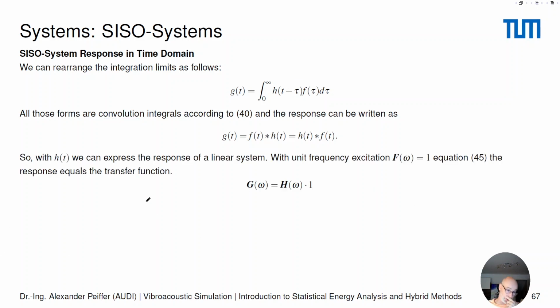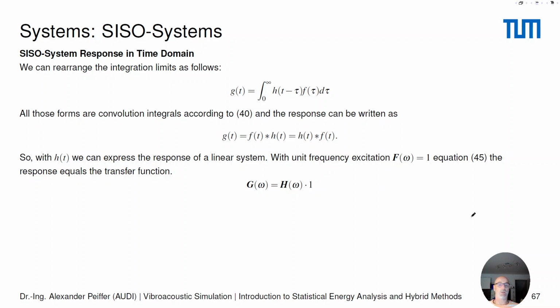So that is it so far for the time domain. That means with this function h, we can express the response of a linear system in time domain. And to understand better what this function h is, and what a good physical interpretation of it would be, we use a trick. The trick is that we say, okay, we are now interested in the frequency response of our system, given by this frequency transfer function, to unit frequency excitation.